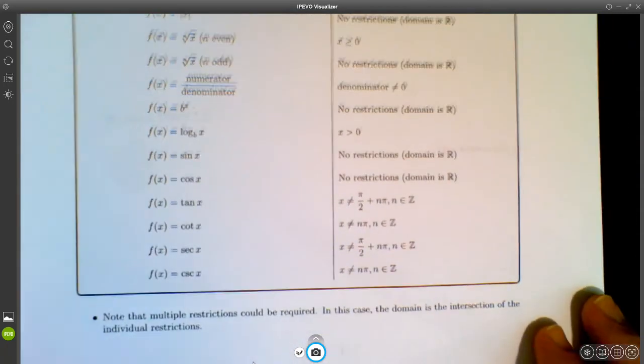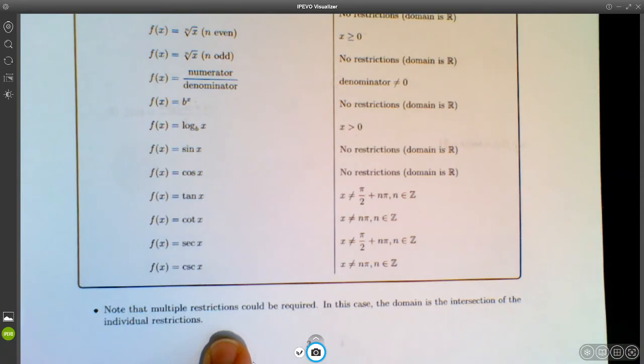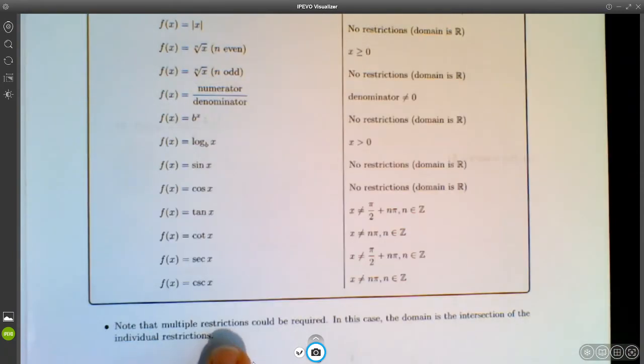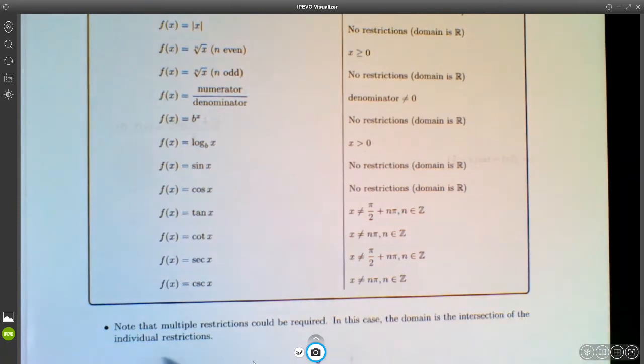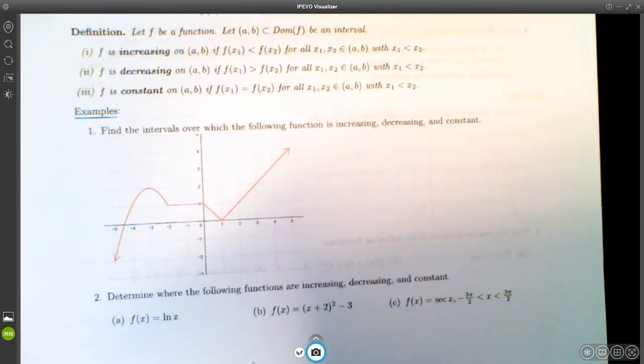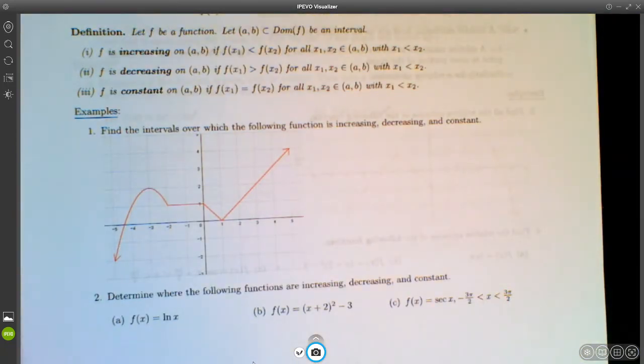One last thing that I'll say is that multiple restrictions could be required. Okay. So if you've got a rational function but the denominator has a radical in it or something like that, well then you have to find all of the restrictions, right? You have to find all of the restrictions that could take place, and the domain is going to be the intersection of the individual, sort of individual standard domains, I guess you could say. So let me just give you some examples of this.